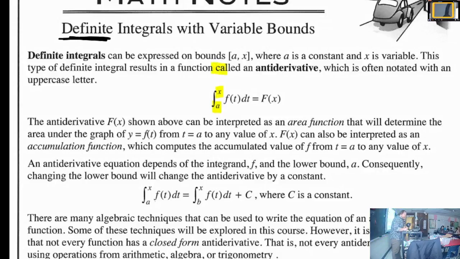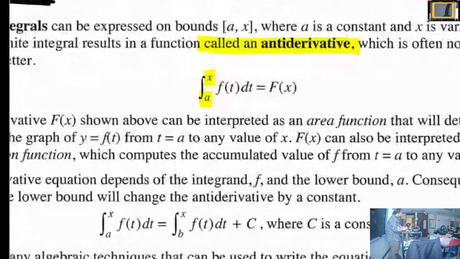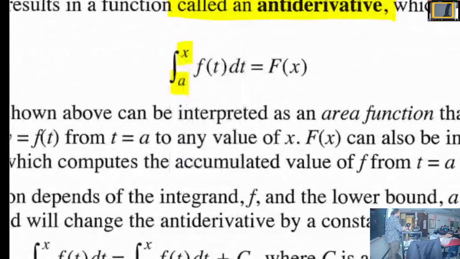And here it is in print for the first time, but this type of definite integral results in a function called an antiderivative, which is often noted with an uppercase letter, which we have seen before. So, in other words, here it is in formal writing, in case you haven't thought about it too much. The integral from some constant a to a variable x of f of t dt is going to be equal to the antiderivative of x.